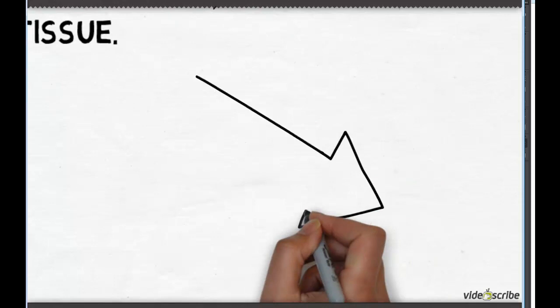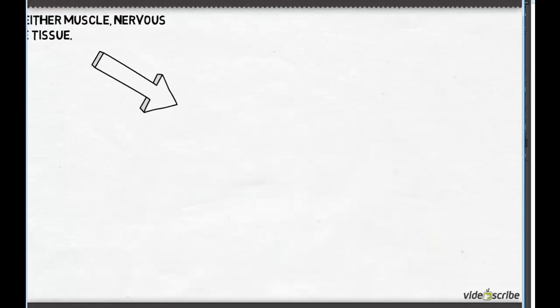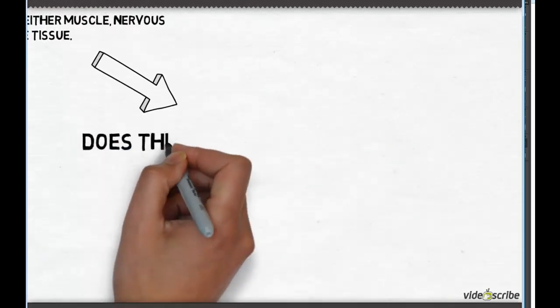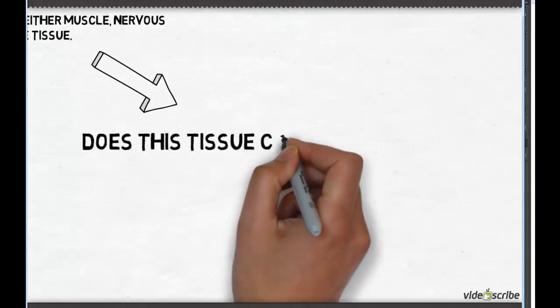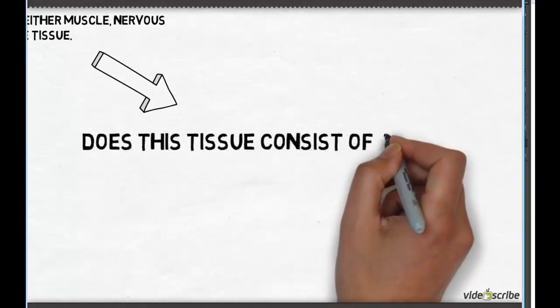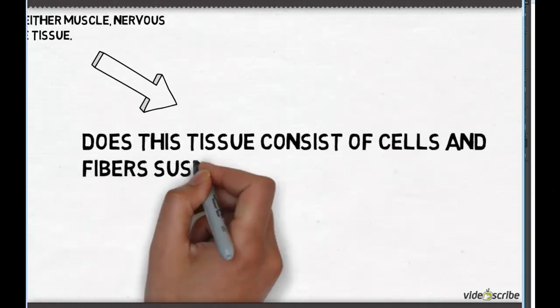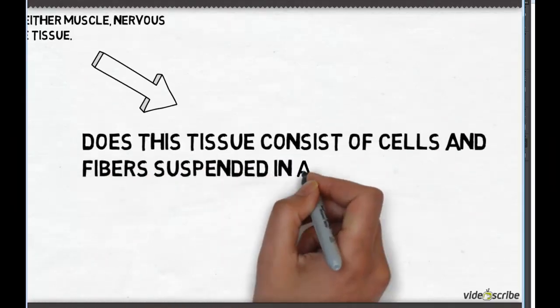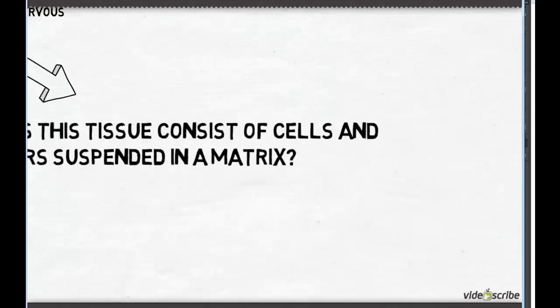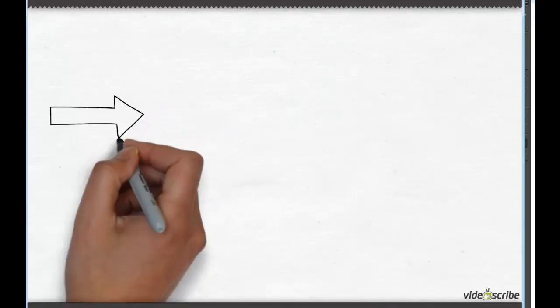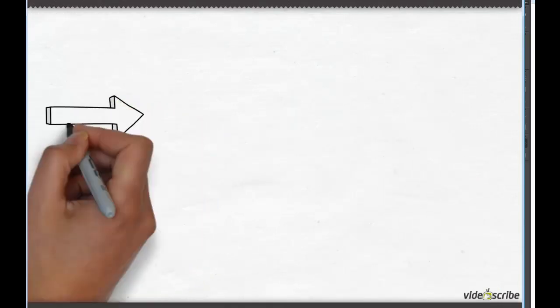Our next question is, does this tissue consist of cells and fibers suspended in a matrix? The matrix is the extracellular, non-living component of connective tissue. The matrix of the tissue is produced by the cells in the tissue. The matrix is a defining characteristic of connective tissues and our basis of identification.